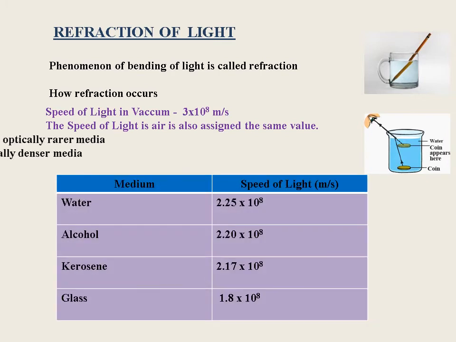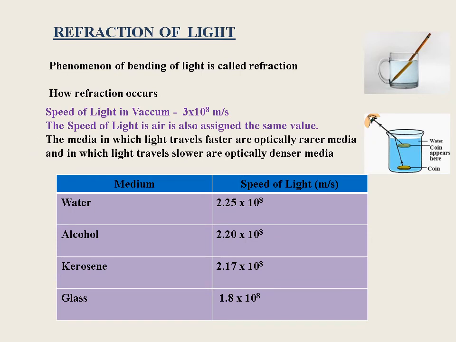The media in which light travels faster are called optically rarer media, and those in which light travels slower are called optically denser media. For example, between air and water, air is optically rarer and water is optically denser. Whereas between water and glass, water is optically rarer and glass is optically denser. When light enters an optically denser medium, its speed becomes slower. To compensate for the change in speed, light readjusts its path to choose a shorter route out of the denser medium. The reverse occurs for light entering an optically rarer medium.